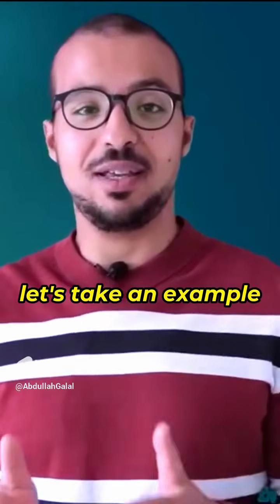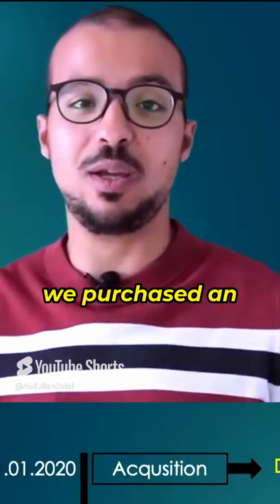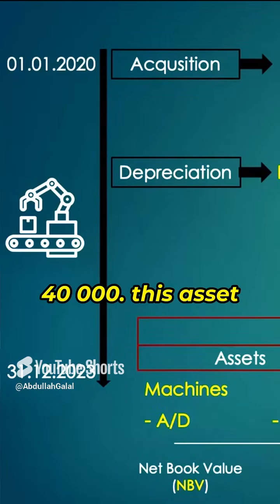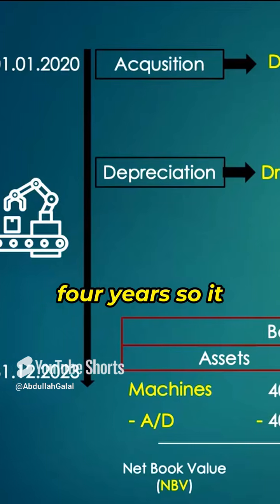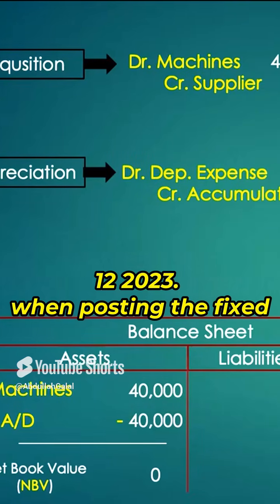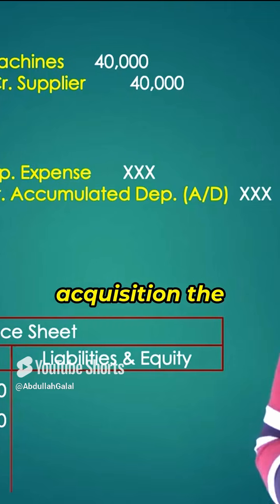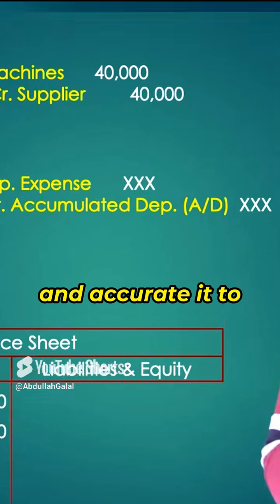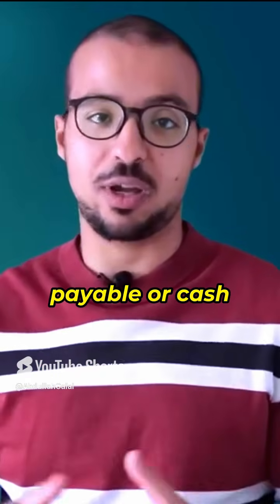Let's take an example. On 01/01/2020, we purchased an asset for the value of 40,000. This asset has a useful life of 4 years, so it should be over by 31/12/2023. When posting the fixed asset acquisition, the financial entry is a debit to fixed assets and a credit to the supplier accounts payable or cash.